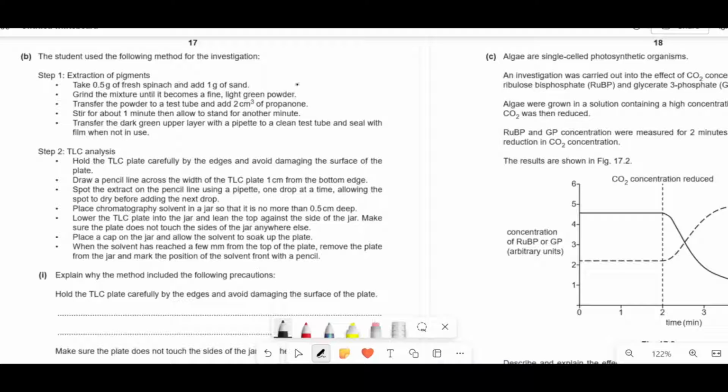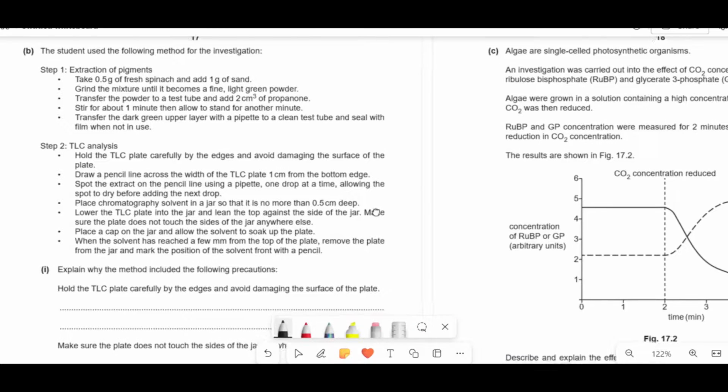So they took 0.5 grams of fresh spinach and 1 gram of salad, ground it until they got a light green powder, transferred it to a test tube, added propanone, stirred it for a minute, and then allowed it to sit for a minute. They transferred the green upper layer with a pipette to a clean test tube, and then sealed it with film when not in use.